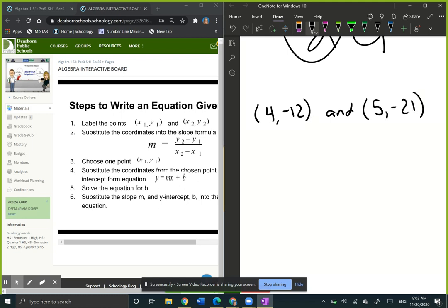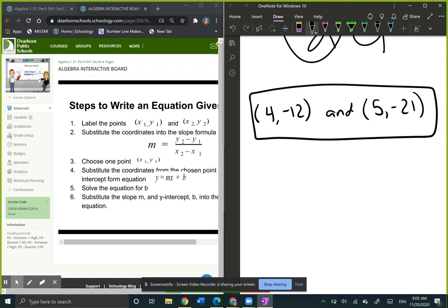So this will be our first step. So in our flow map, this will be our first step. So it's going to be label the points. So we're going to label them x1, y1, and x2, y2. We're going to go up and down this time. Then is to substitute the coordinates in the slope formula. So let's go here. So the slope formula is m is equal to y sub 2 minus y sub 1 divided by x sub 2 minus x sub 1.